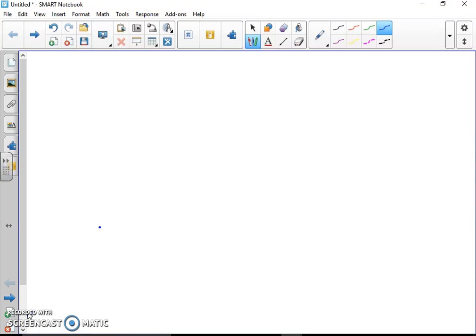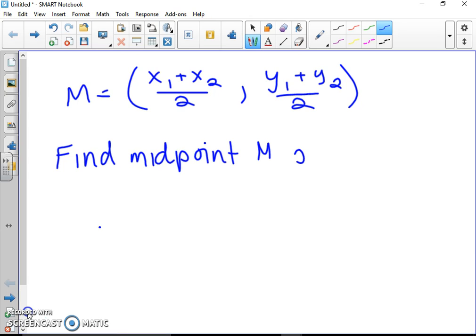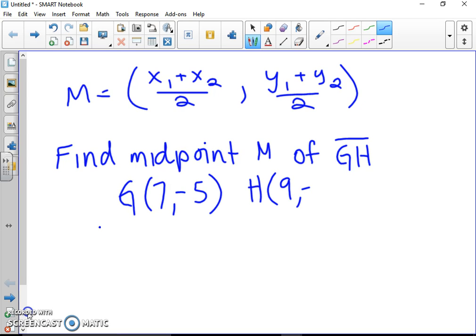Okay, so we're going to practice just midpoint and distance examples. Remember the midpoint formula is (x1 plus x2) divided by 2, because we're finding the average of the x values, and then (y1 plus y2) divided by 2, finding the average. Okay? All right, so here's our first example. Find the midpoint M of segment GH, where G is (7, -5) and H is (9, -1).